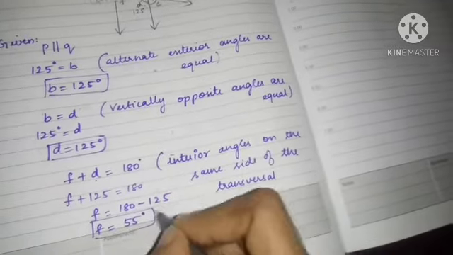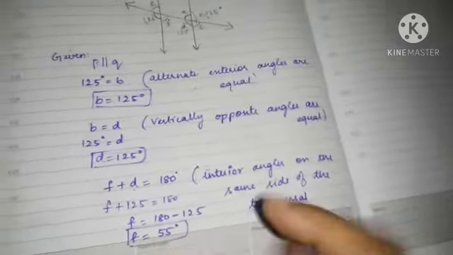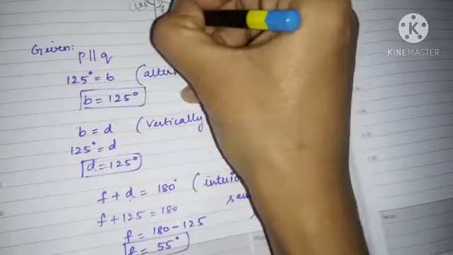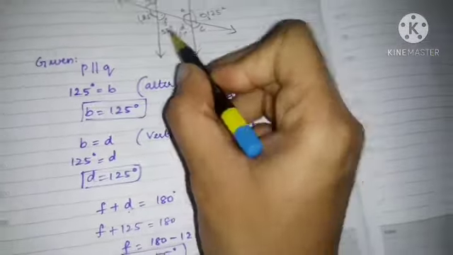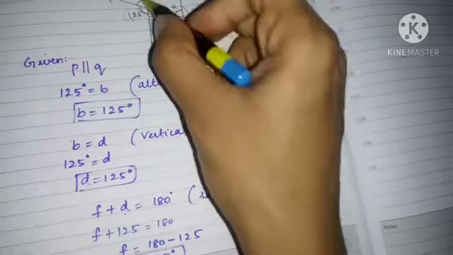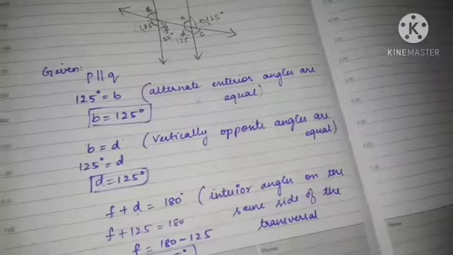55 degree. So F value is what now? 55 degree. Now I got the value of F. 55 degree, correct? This is 125, this is 50 degree. If this is 50 degree, E is also 50 degree. Why? Because vertically opposite angles are equal.